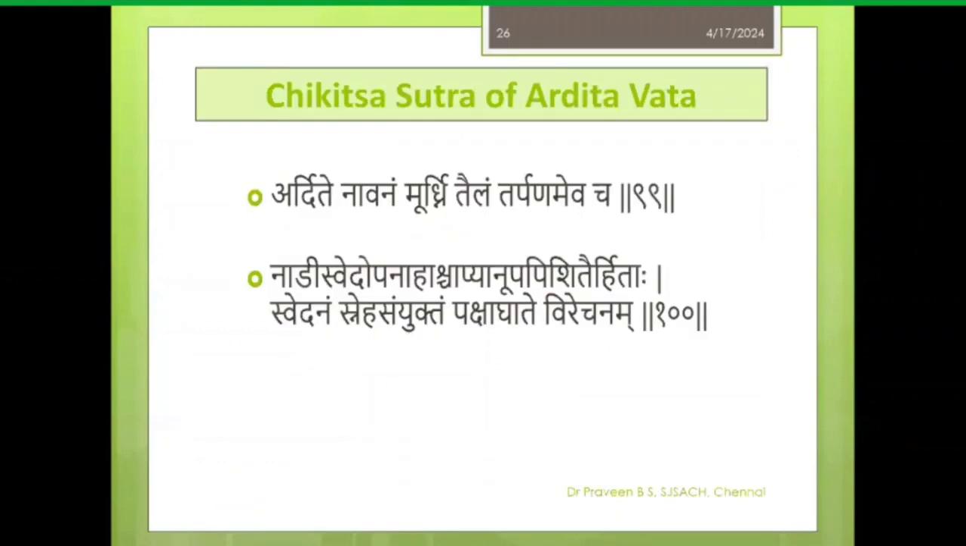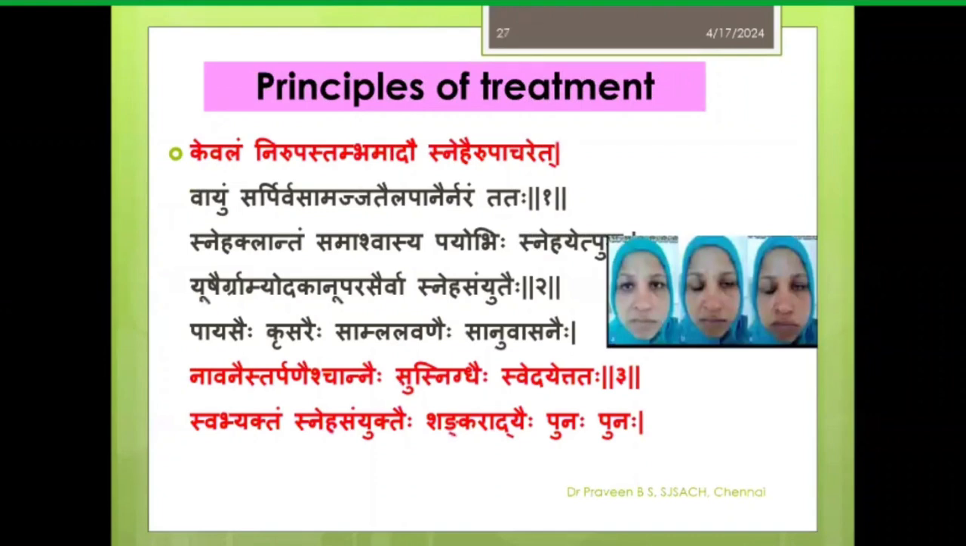What about Ayurveda? What does Ayurveda say about the treatment? Ayurveda gives various explanations. Among them, the one very clear and relevant in practice, which most people practice, is: Ardite Navanam Murdni Tailam Tarpanam, Nadi Sveda Upanahascha, Anupa Pishitair Hitah, Svedam Snehasamyuktam Pakshaghate Vidhiyate. In Charaka's version, Ardita and Pakshaghata are explained, and the treatment principles are explained one after the other, showing that there is a link between these two conditions.